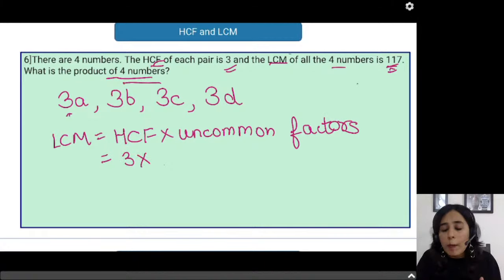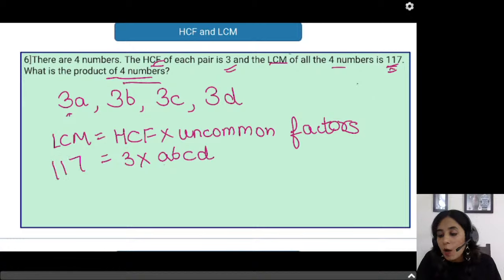What are my uncommon factors here? A, B, C, D are my uncommon factors, and my HCF was 3. So my LCM is 117. When I solve this, I get the value of A, B, C, D as 39.